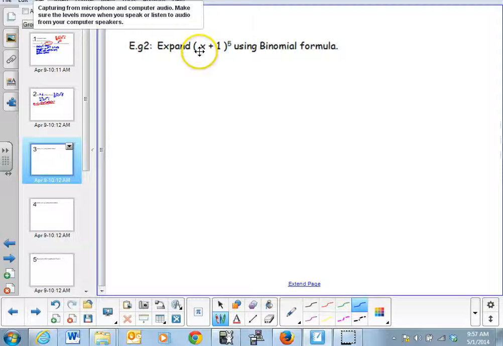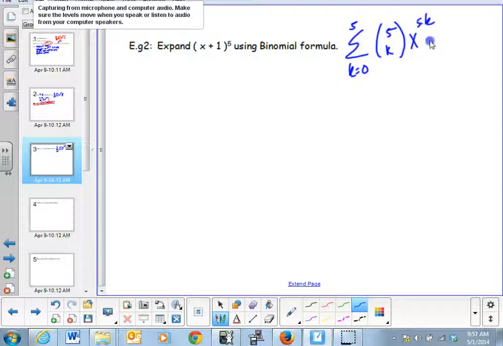X plus 1 taken to the 5th power. So my general sigma notation goes k equals 0 up to the 5th. Oh, 5th power. I don't know if I spoke wrong. And then combinations of 5 taken k times, which we will set up on the calculator. And then I've got x to the 5 minus k times 1 to the k power. That's not going to be very exciting at all. Okay, there's not two variables in this one, so this will be a little easier.